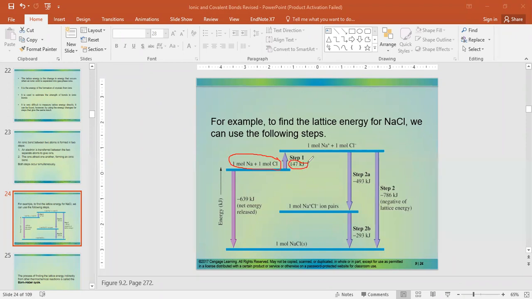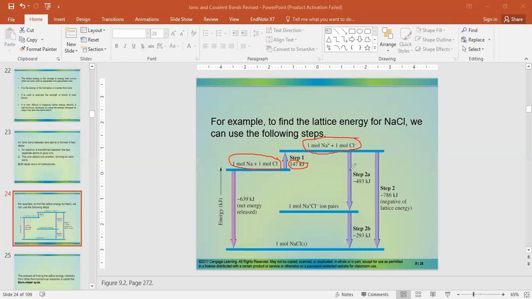Now, this is positive 147 kilojoules because this is what you need to inject into the system so that you can achieve complete transfer of an electron from sodium to chlorine. And therefore, the energy content of the sodium ions and the chloride ions is going to be higher by 147 kilojoules. Now, then something else is going to happen.